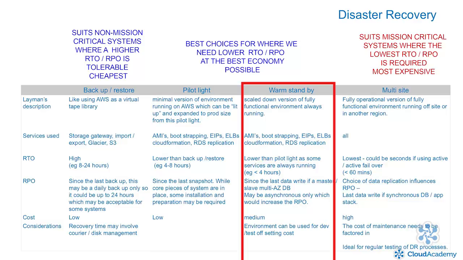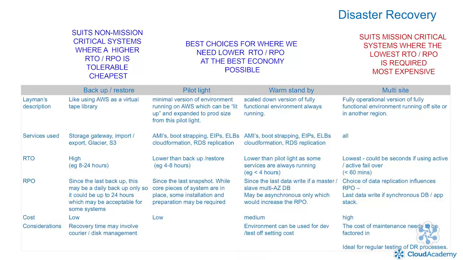And the third option is Warm Standby, where we have a scaled down version of a fully functional environment always running in AWS. Now that's going to give us a lower recovery time objective than perhaps Pilot Light, as some services are always running, and it's likely that our recovery point objective will be lower as well, since it will be since our last data write if we're using asynchronous databases with a master-slave multi-AZ database service. The cost of running Warm Standby is negligibly higher than the Pilot Light or backup and restore. The benefit of Warm Standby is that we can use the environment for dev test or for skunkworks to offset the cost.